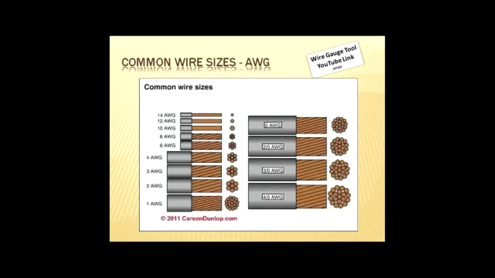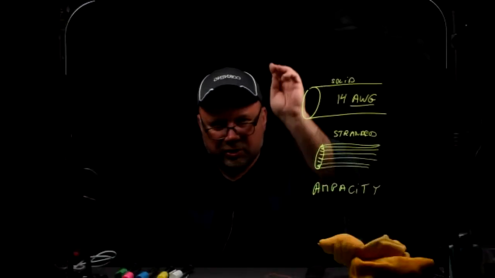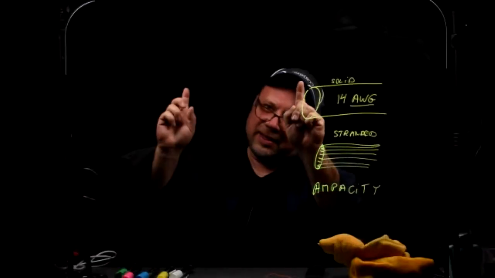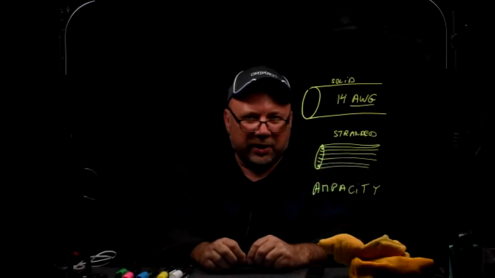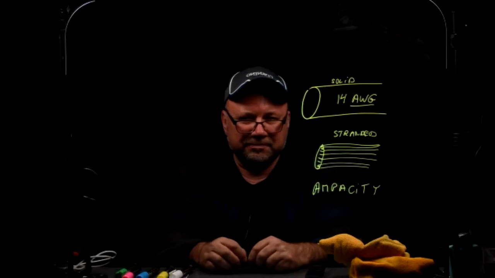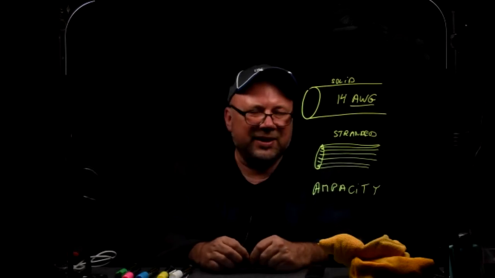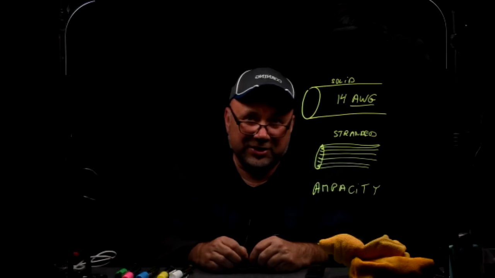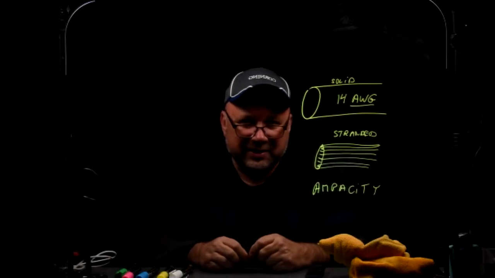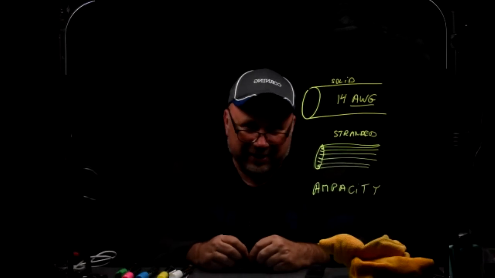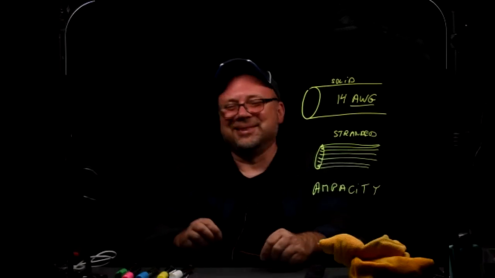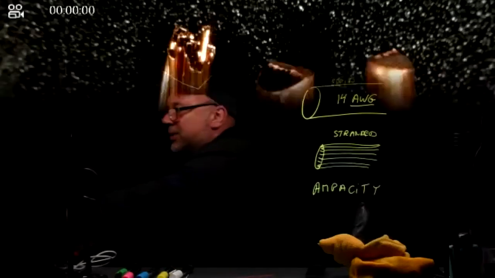All right, so this is as far as gauging. You just have to remember, as the number of the gauge goes up, the thickness goes down. So 14 gauge is going to be thinner, or sorry, 14 gauge is going to be thicker than the 8 gauge, right? No, the 8 gauge is going to be thicker than 14 gauge. Right? So again, go back to the microscope.